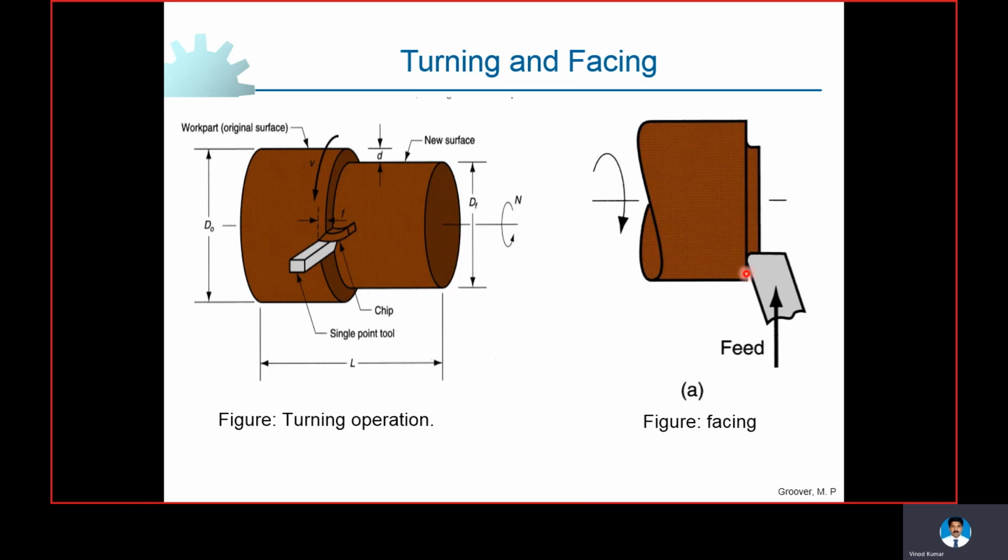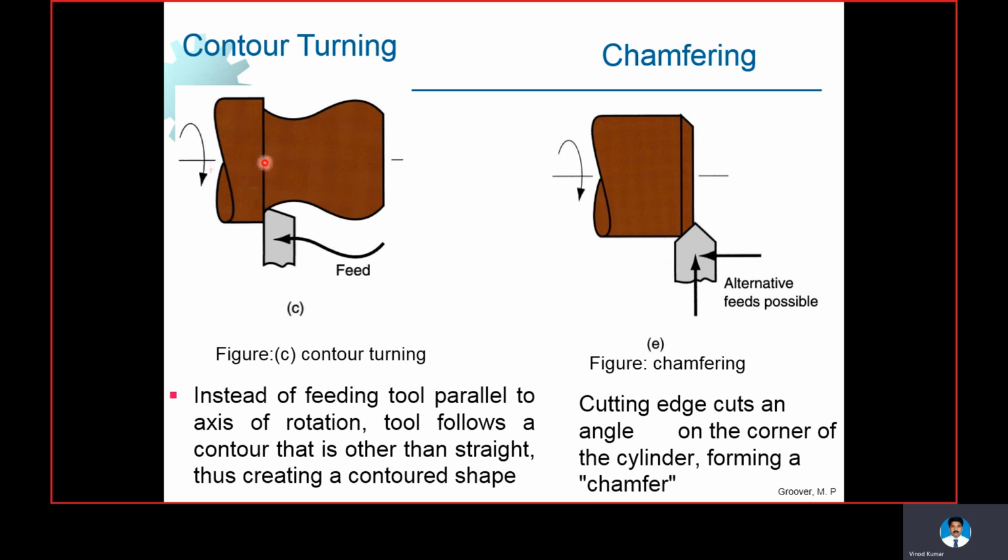Another operation is called facing, in which we remove material from the side or end faces of the workpiece. This process is called a facing operation. In both cases, we use a single point cutting tool in a lathe machine. In contour turning, instead of feeding the tool parallel to the axis of rotation, the tool follows a contour other than straight, thus creating a contour shape. This is called contour turning, done in the lathe machine itself. In the chamfering process, the cutting edge cuts an angle on the corner of the cylinder, forming a chamfer.